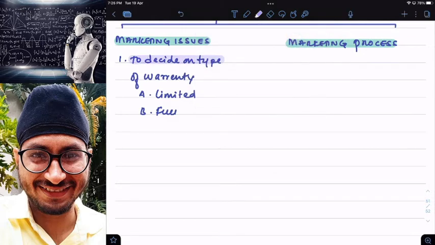Sir, let us say for example a mobile phone. When you buy a mobile phone, do you get a warranty on the charger or a charging cable? No. But will you get a warranty on the handset? Yes. That is called what? Limited warranty. Why? I am not getting warranty on everything that I buy.